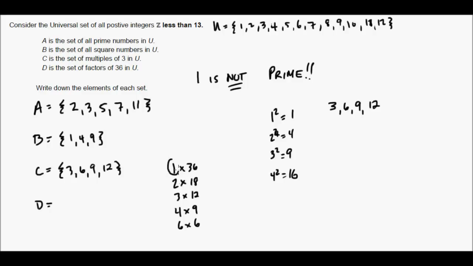So it's 1, 2, 3, 4, 6. Well, we only have to do 6 once. 9 and 12. So 1, 2, 3, 4, 6, 9, and 12. And so there you go.